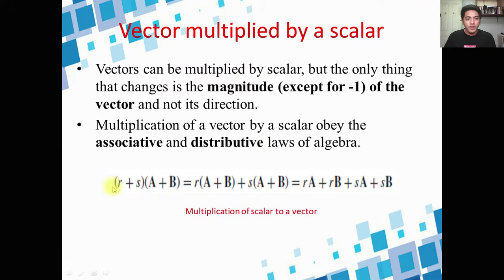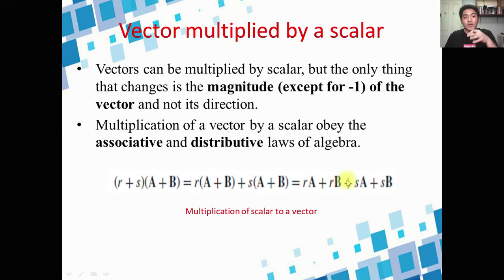So, for example, we have scalars (R + S) and vectors in boldface (A + B). We can actually distribute this R and S respectively to our vectors because it obeys the associative and distributive laws of algebra, such that we have this equation now. If we multiply this, we will have R multiplied by vector A plus R multiplied by vector B plus S multiplied by vector A plus S multiplied by vector B.